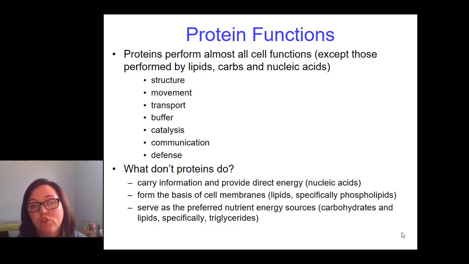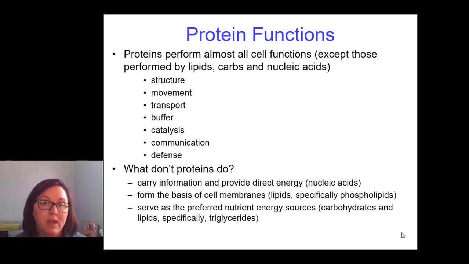So what do proteins do? Well, they provide the main structure to our cells. They're important for moving cells around in the body and moving stuff around inside of cells. They're important for transporting substances into and out of cells. They're actually really great buffers. Buffers are molecules that can take in or release hydrogen ions as necessary in order to maintain a pH.